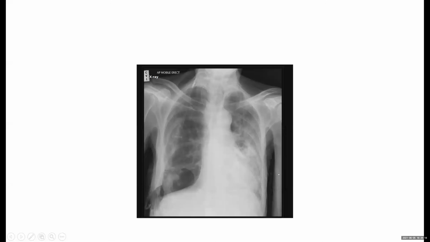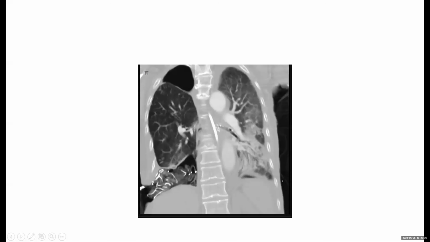This is another one, same findings, just to make the findings more obvious. Now the mediastinum is shifted a little bit more. I think this is pneumothorax, with something beneath this lung.